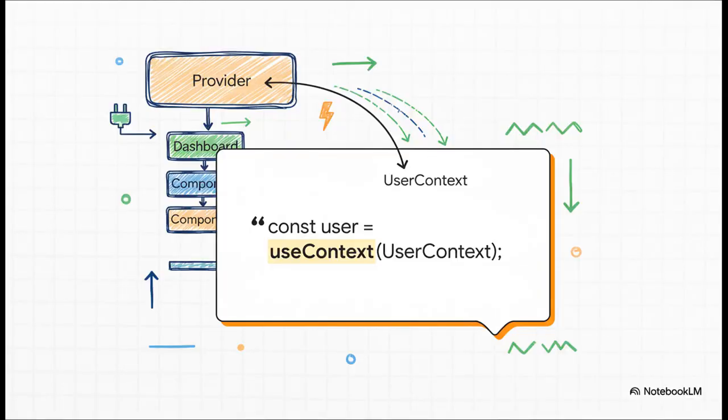And would you look at how clean this is? Inside any component that needs the data, you just import useContext and the user context we made earlier. Then, one single line of code, useContext(UserContext), and boom! The user variable now holds our value, John. It's direct, it's readable, and it's incredibly efficient.